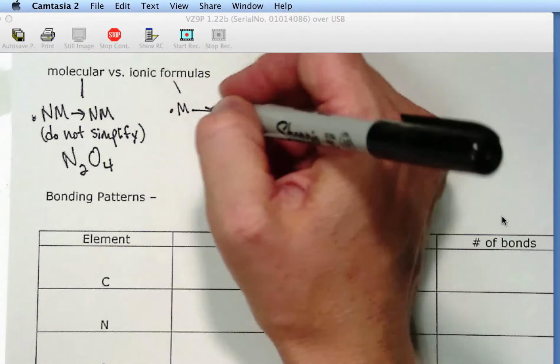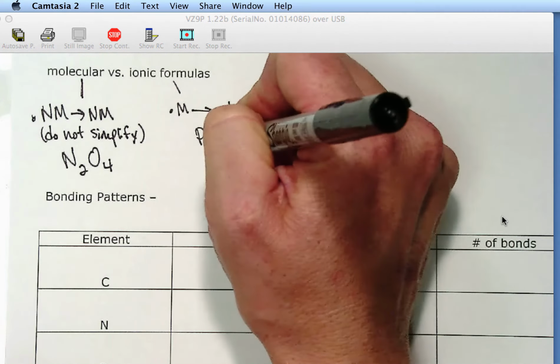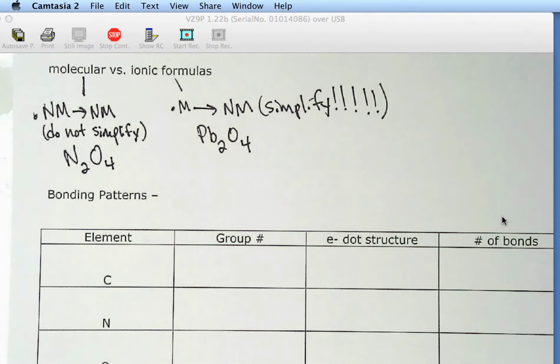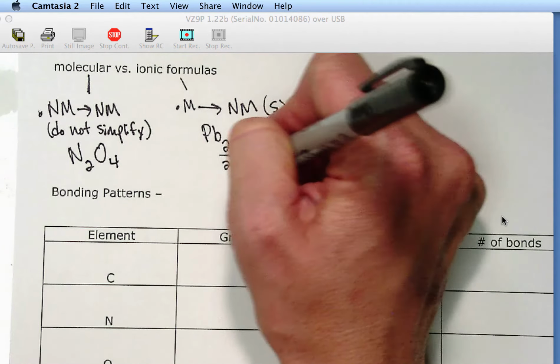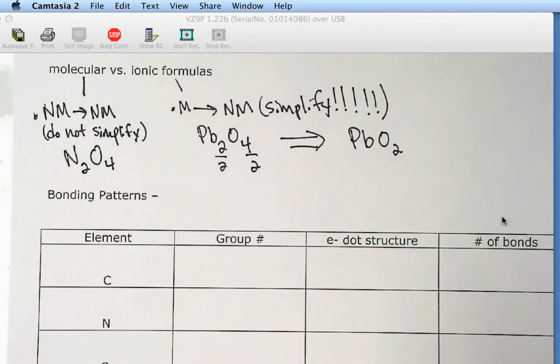Now, if you were given something like Pb2O4, you have a metal and a non-metal. Yes, simplify this. Okay. So on the exam, covalent compounds and ionic compounds will be all mixed together. So it's not going to be separated. So you really need to get into the habit of recognizing what an ionic compound is and what a covalent compound is.